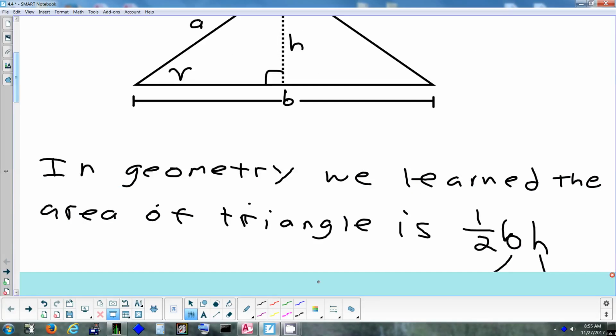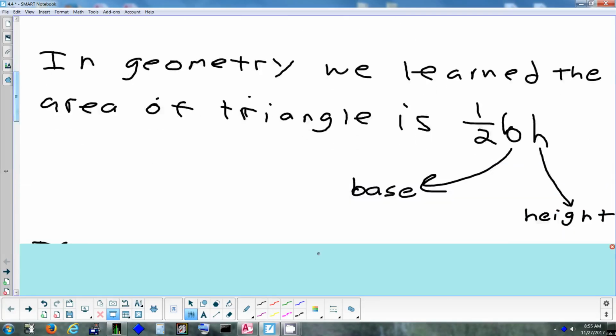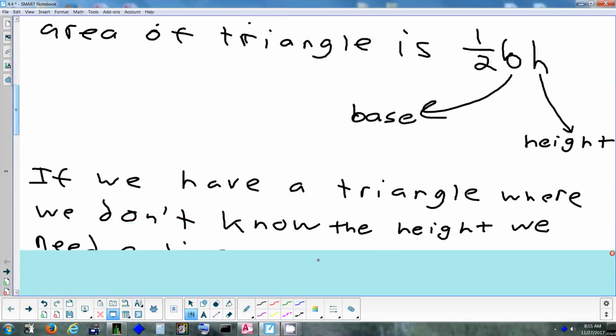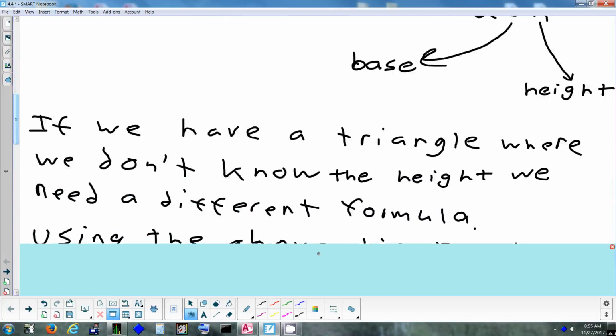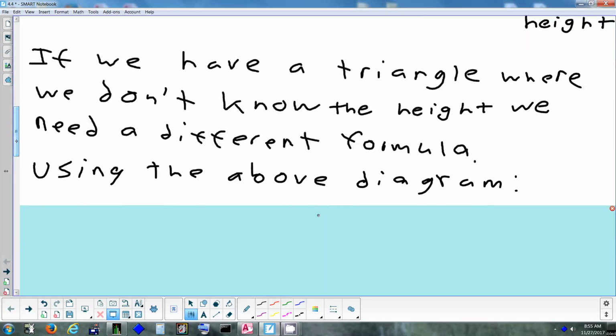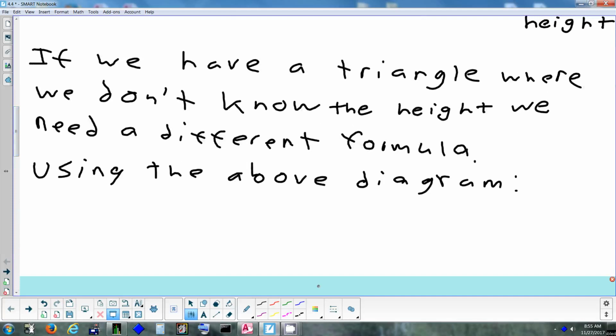All right, so we just wrote down the formula. 1/2 base times height. I think most people remember what the B and the H stand for, but if you don't, that's what they stand for. And the whole reason we're looking at what we're doing is because if you don't know the height, we're going to use a different formula. And to figure out that formula, we're going to use the diagram that I had up above. So you can do your calculation if you have room next to the diagram, or you can do it down below like I'm going to. Either way is fine.